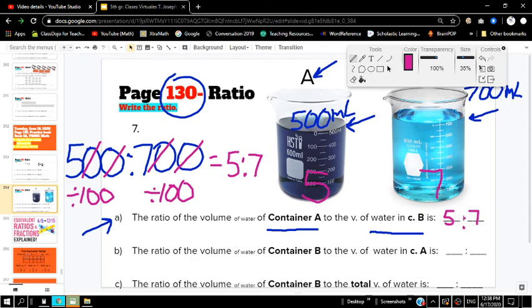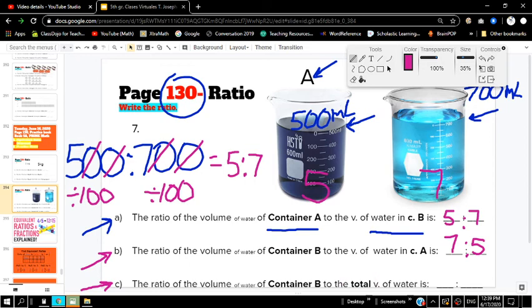All right, letter B is just the same. It's just the opposite, right? Container B has a ratio of 7, and container A has a ratio of 5. So we're going to flip it, just the opposite. 7 to 5. Our ratio is 7 to 5. Letter C is similar to the other problem that we did, number 6, in that we need to find the total. So let's read this problem together.